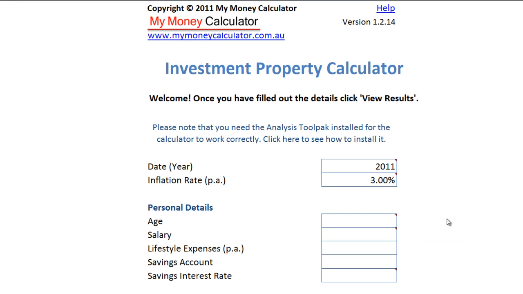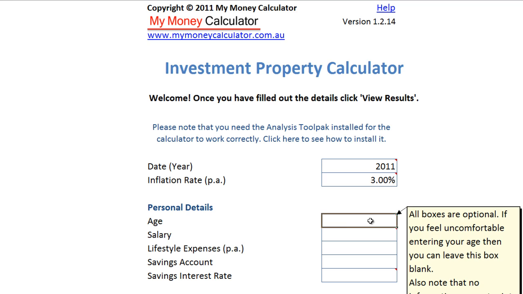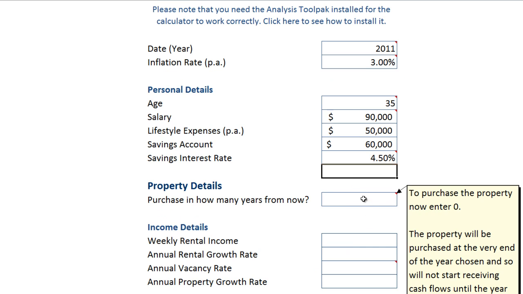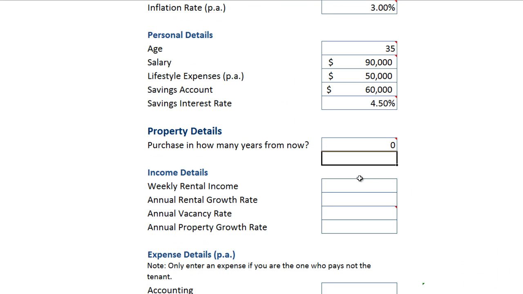Okay, so let's enter in some personal details. Let's assume that you're 35 years old, have a salary of $90,000 a year, living expenses of $50,000, savings account of $60,000, and a savings interest rate of 4.5%. Moving on to the property details, we're going to want to purchase this property in year 0, meaning now. For the weekly rental income, let's choose 500. Annual rental growth rate 3%, vacancy rate 2%, and a property growth rate of 5%.